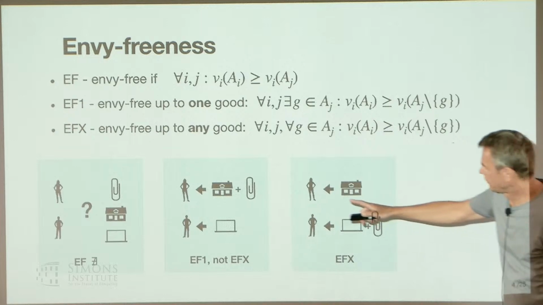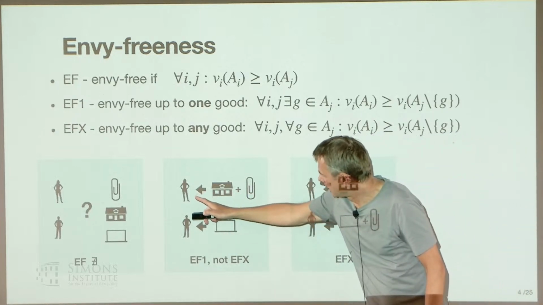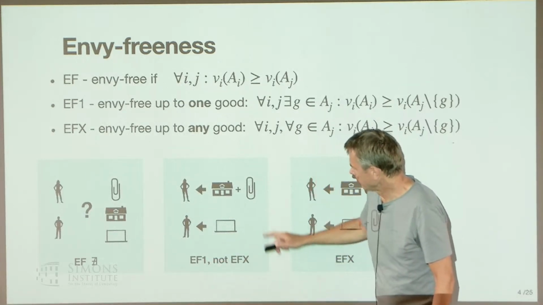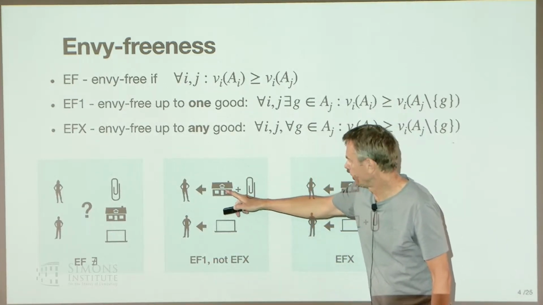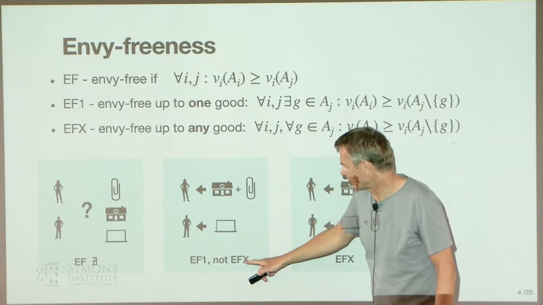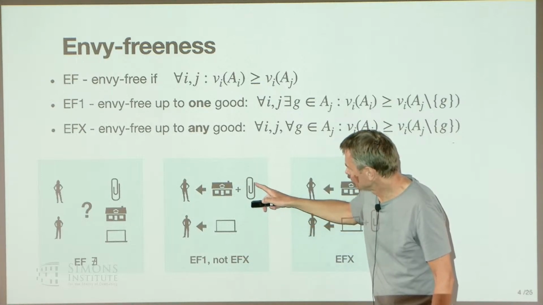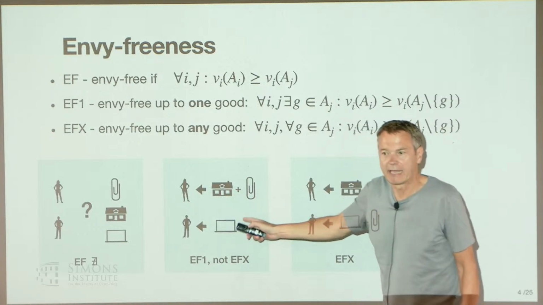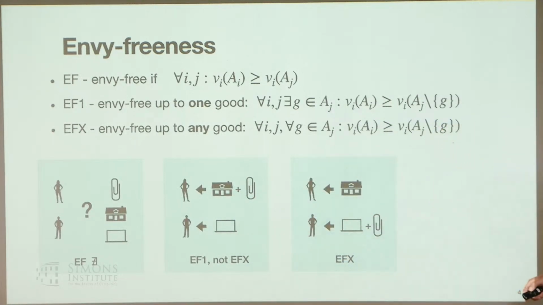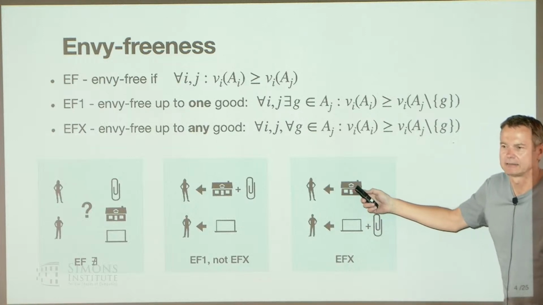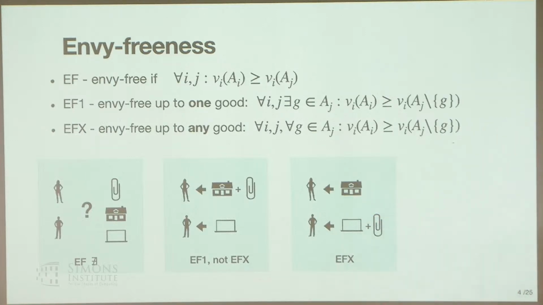And so here we see this allocation where Alice gets the house and the paperclip, and Bob gets the laptop. It's EF1 because when we remove the house from this allocation, the envy disappears. But it's not EFX, because for EFX, if we just remove the paperclip from the allocation to Alice, Bob would still envy her. But this other allocation is EFX, because now there's only one good one could remove from this allocation, and that's the house, and so this would be EFX.